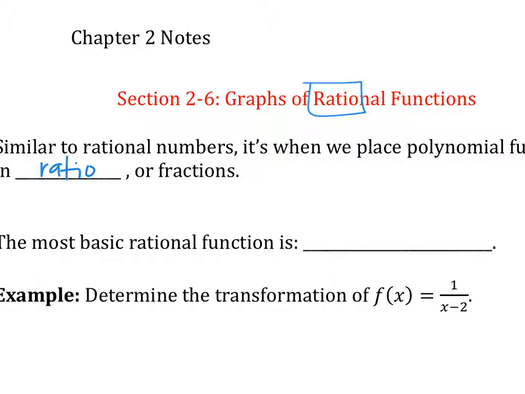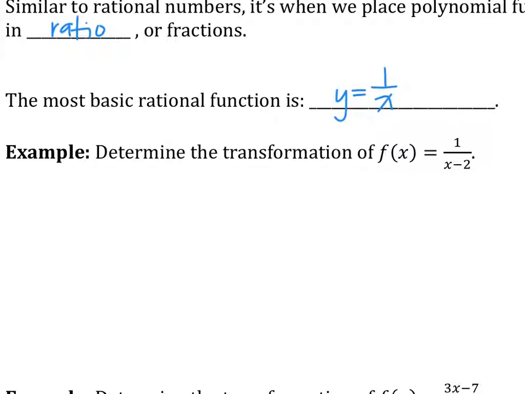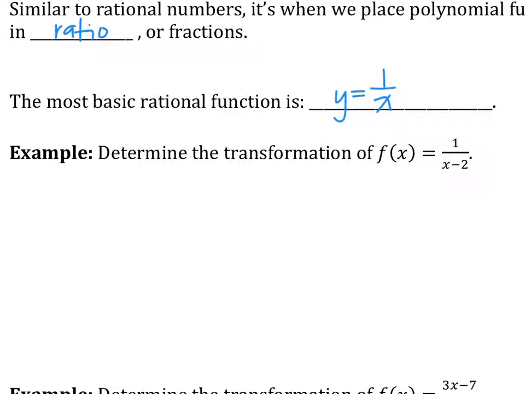The most basic rational function is y equals 1 over x. So you have to remember how that looks like. It's this one with the first and third quadrant. This is the most basic rational function. So let's just look at the first one. We're going to determine the transformation from 1 over x. So this is 1 over x minus 2. So what is the transformation?